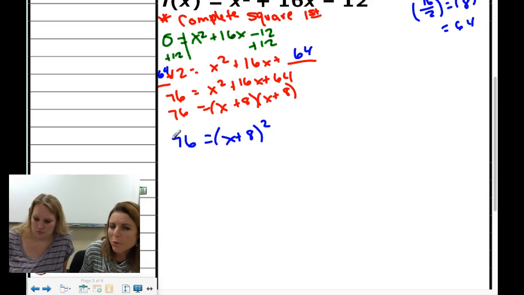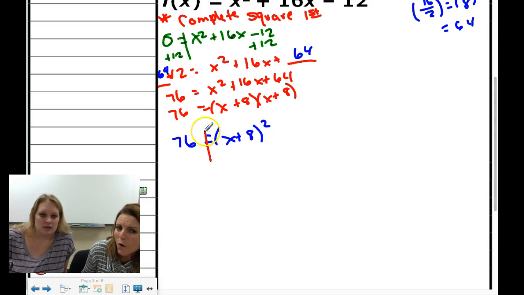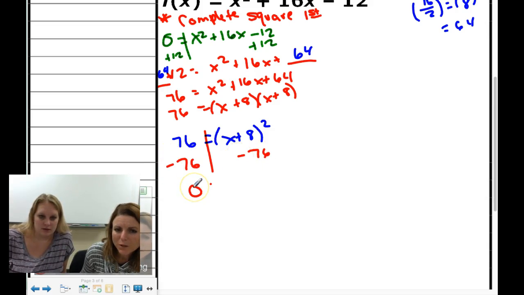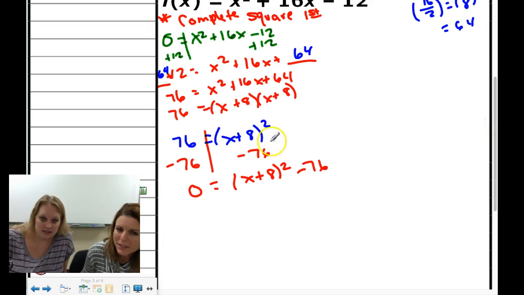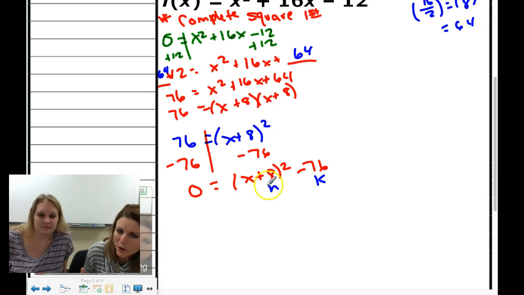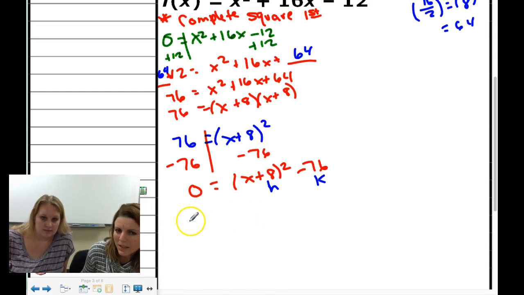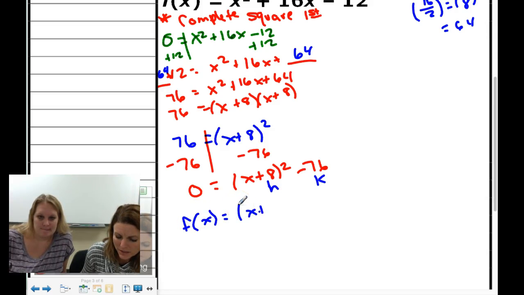We're not doing that. Remember what we said? We're putting it in vertex form. So we have to move this back over. I'm going to subtract 76, so I'm left with 0 equals x plus 8 squared minus 76. Notice, here's our h, here's our k. And technically, if we want to write it right, we're writing a function, so we should write f of x equals x plus 8 squared minus 76.